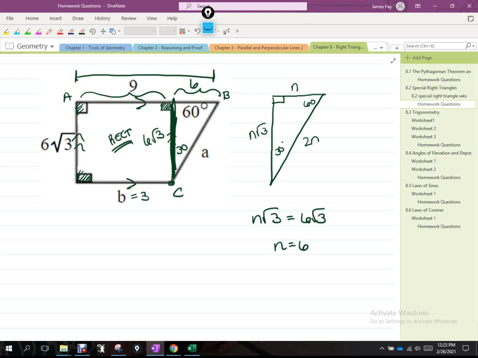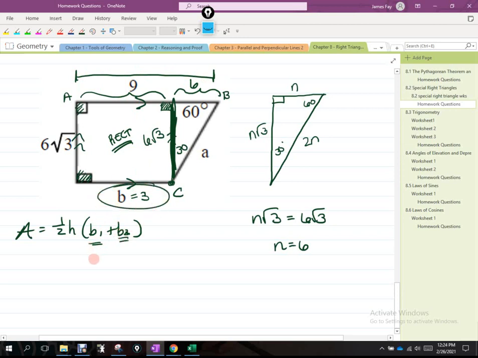Just kind of getting us back to what I said at the beginning. Eventually, I'll give you this formula. Area is 1/2 h (b1 plus b2). That's the area formula for a trapezoid. H is going to be the 6 radical 3. B1 is going to be that 9, base 1. And B2 is going to be that 3. But the only way that I could find that B2 was through this special right triangle work, correct? So there's no way to find the area unless you find B2, and you only find B2 through a special right triangle. That'll be kind of what we talked about in chapter, I think, 10.